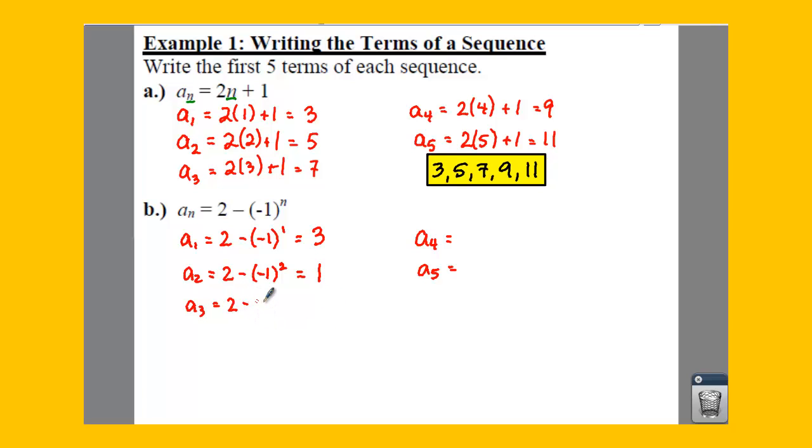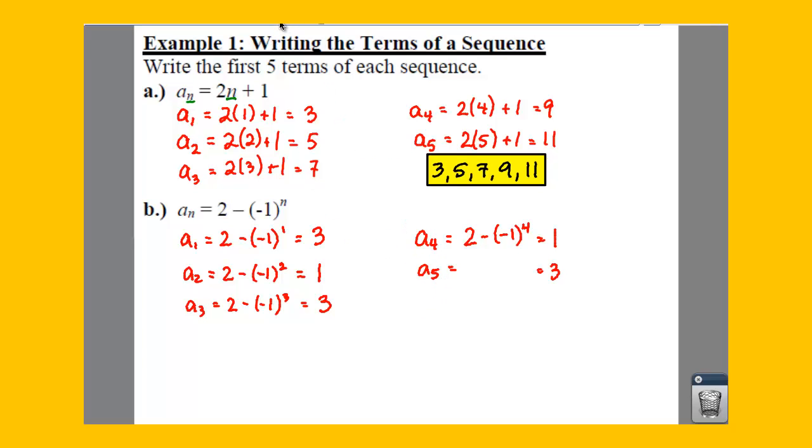Lovely. A sub 3, we're going to plug in a 3 here, so -1 to the third power. Well, anytime you take a -1 to an odd power, it's just going to be negative. So you have 2 minus a -1 is a 3 again. Whoa, weird. I came back to the same number I had before. 3, 1, 3. I'm going to guess I'm going to get a 1 here next. -1 to the fourth is a 1. 2 minus a 1 is, I would say, a 1. Yes. 3, 1, and then a 3.